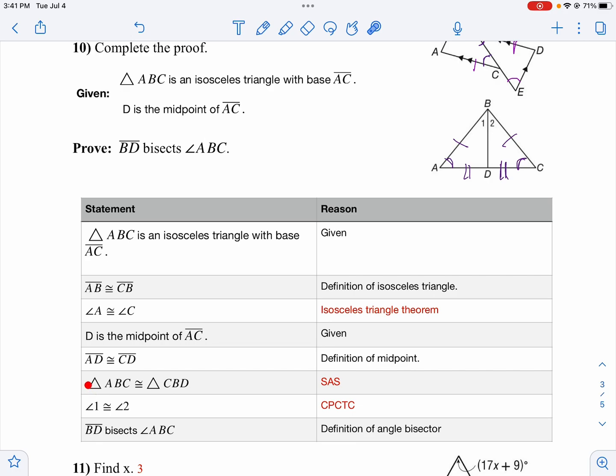Then we're told triangle ABD is congruent to triangle CBD. Why is that? Well, notice what we have here. We have side, angle, side. So side, angle, side. Then we're going to say angle 1 is congruent to angle 2. And angle 1 is congruent to angle 2 because they're in congruent triangles. That's CPCTC. And since angle 1 is congruent to angle 2, that tells me BD bisects angle ABC by the definition of an angle bisector.